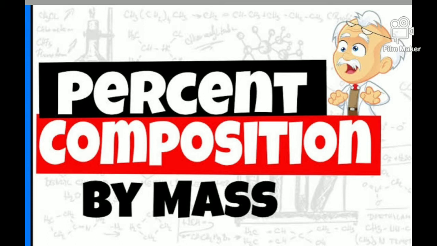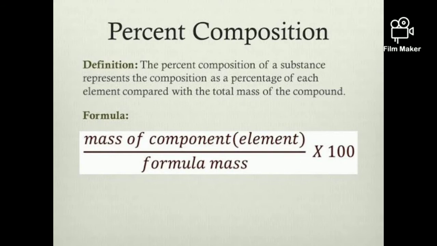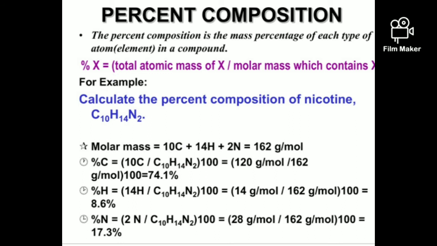In this concept, we have to find the percentage of each element when it is present in a compound form by applying the formula. What is the formula? Mass of a component or element divided by the formula mass, or we can say molecular mass of the compound, into 100. Okay, by applying this formula we can find the percentage of different elements.